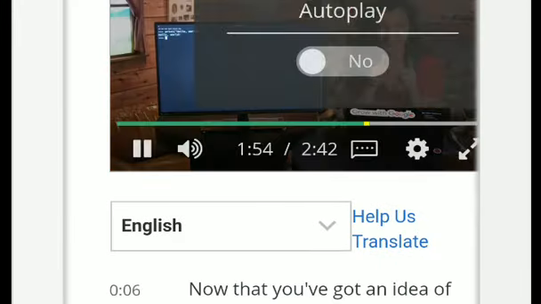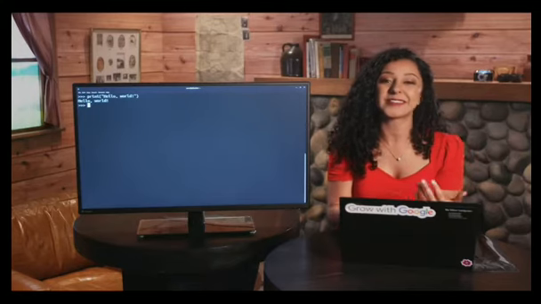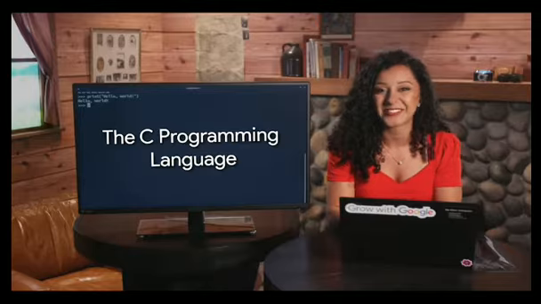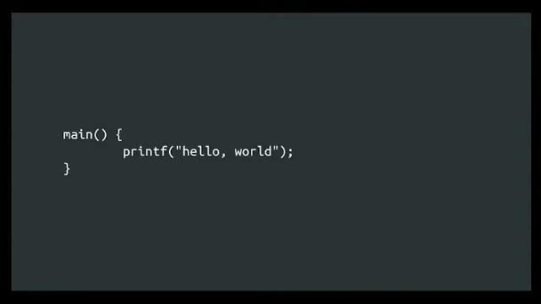Now for a bit of trivia. Do you know why we greeted the whole world in our example? Well, printing hello world has been the traditional way to start learning a programming language since way back in the 70s when it was used as the first example in a famous programming book called the C Programming Language. That example looked like this.